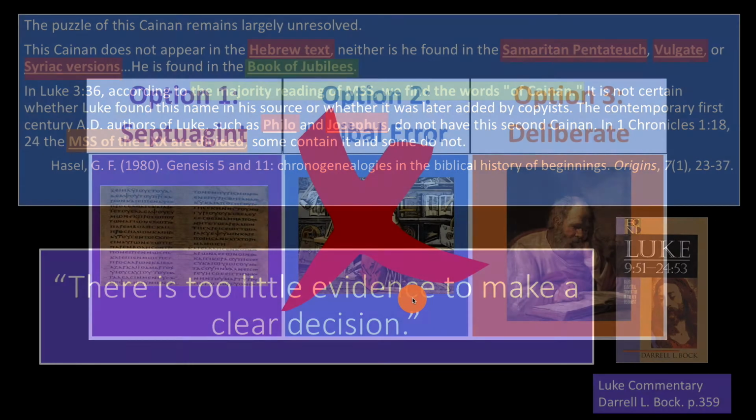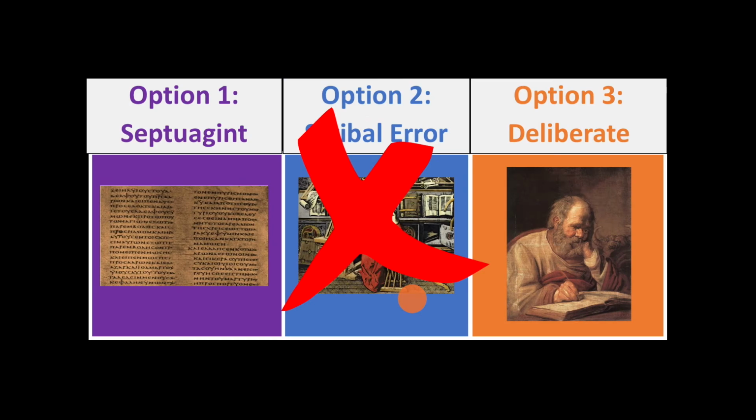So now let's return to our three options. And what are we going to do? Well, let's be bold and just make a speculation, because I think there is pretty good evidence that Luke has deliberately added this to his genealogy. And let me just make that case to you. We know that there is precedent based on the fact that the Septuagint has it and the Book of Jubilees has it, that there were some copies of Genesis 11 that did have an extra Cainan. So Luke may have used this as his source.